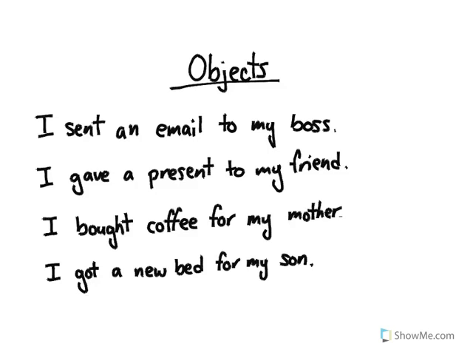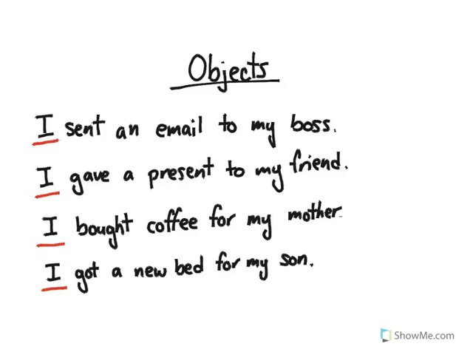Okay, today we're going to be talking about objects in English. For many of you, you already know about subjects and verbs. So let's take a look at the 4 sentences here. For each subject, the subject is the same for all 4 sentences. The subject is I. I am the one who is doing this action.